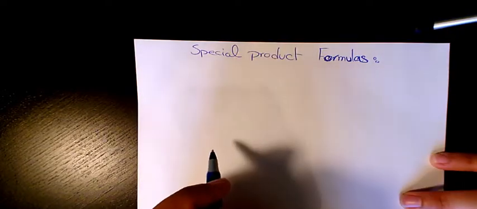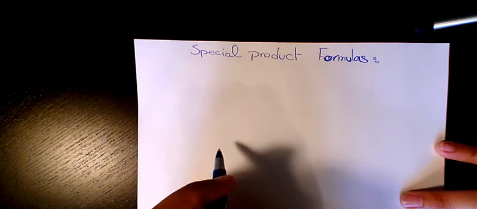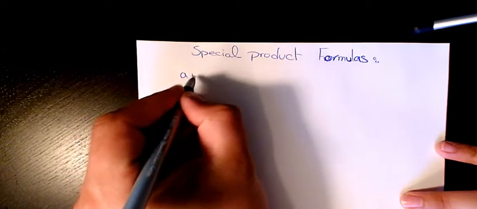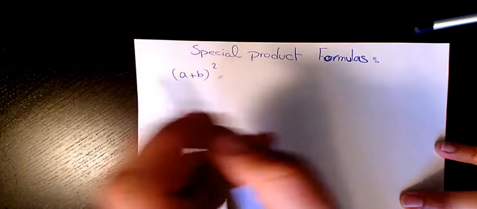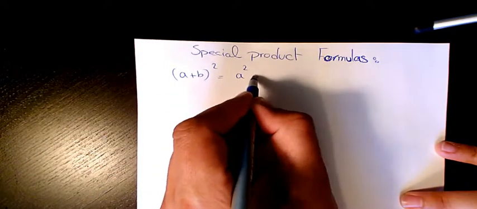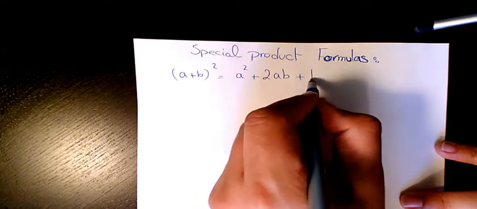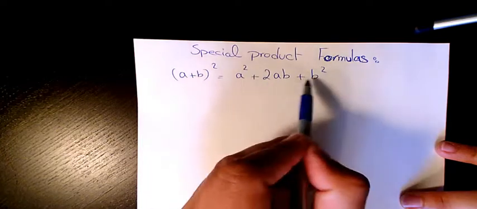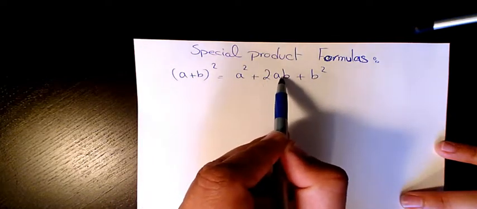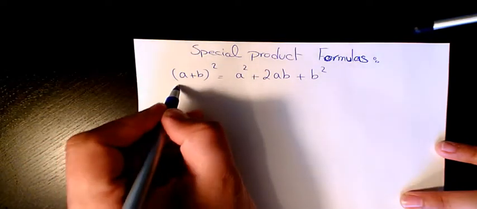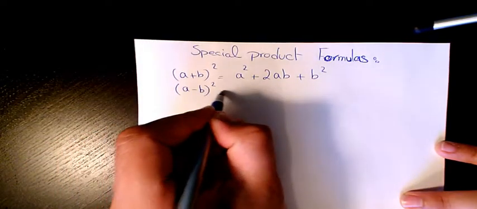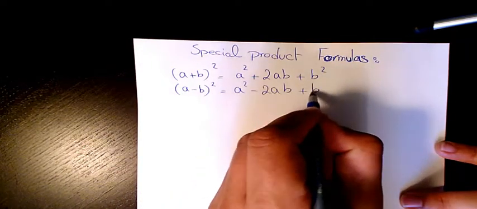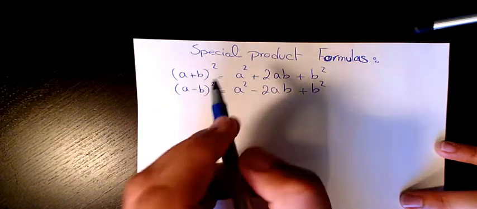In this video I want to show you some special product formulas for binomials. First one is (a + b) squared, which is going to be equal to a squared plus 2ab plus b squared. (a + b) squared equals a squared plus b squared plus 2 times a times b. And we have the same thing for (a - b) squared, which is going to be a squared minus 2ab plus b squared, or a squared plus b squared minus 2ab.